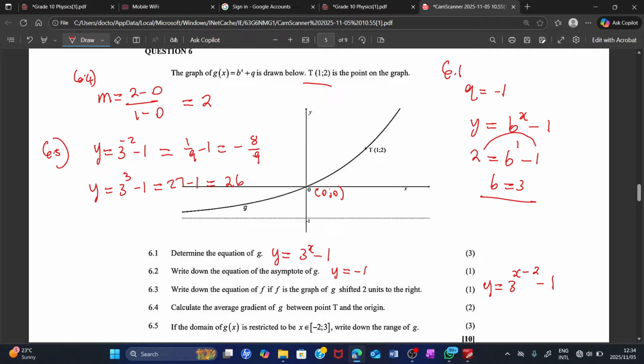So what will be the range? It is the values of y where the graph is going to range. So for 6.5, the answer will be between minus 8 over 9 and 26. That is where the graph should be ranging. That's where the graph should be found.